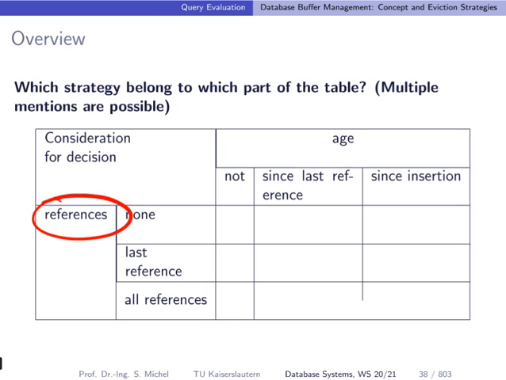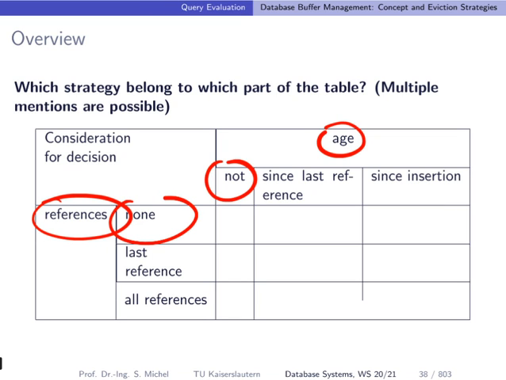So if you look at not at all information about references, or only the last reference, or all references. And there was also the dimension of time, so the age of these references. And it's kind of clear if you're ignoring any time information, and you're also ignoring anything about reference counts, you would be here in none and none.